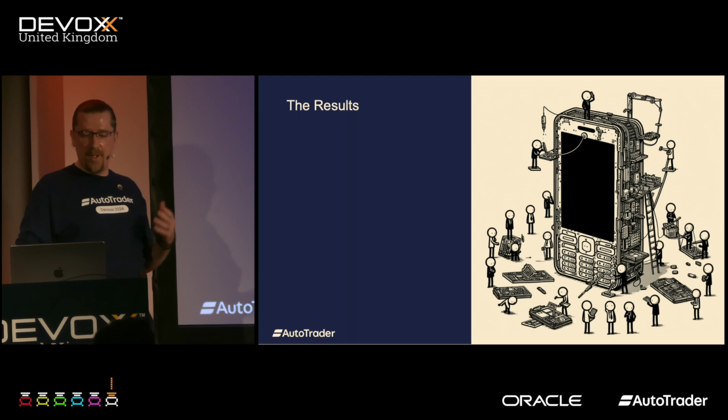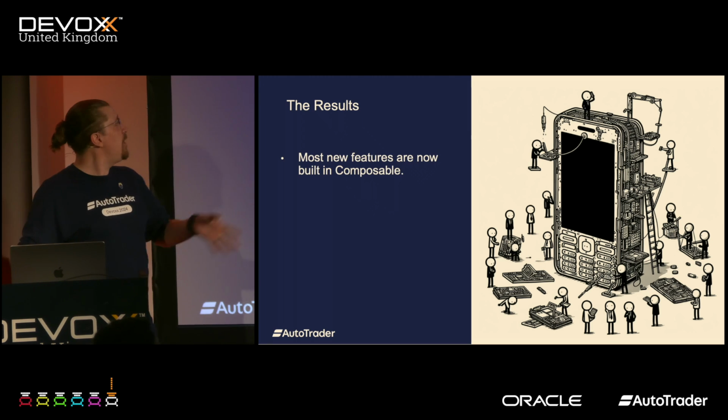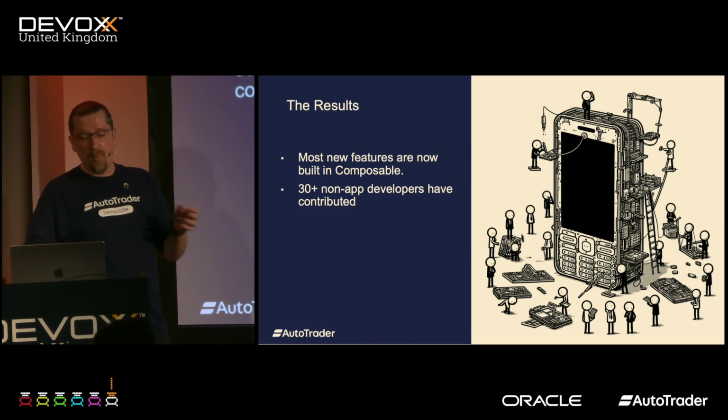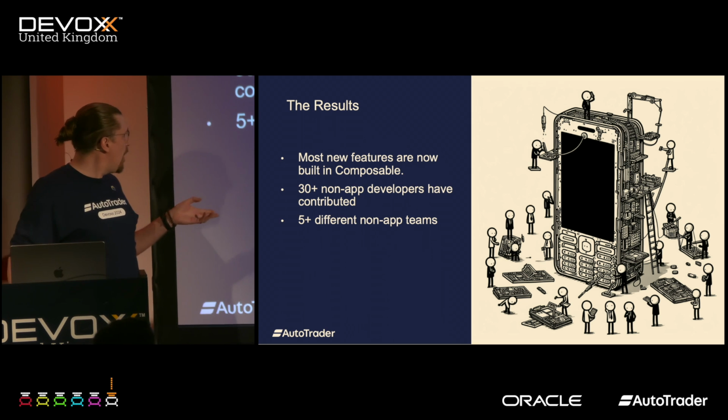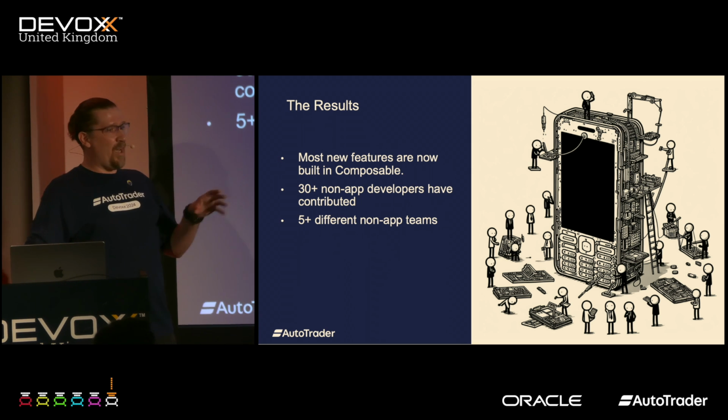And we've ended up in a reasonable place from it. Most new features are now built in Composable. We've got 30 plus non-app devs who have contributed. About 40, 50,000 lines of code have now been written by people that aren't app developers for our apps. Five different app teams are now building their products on apps, even though they're not app teams.